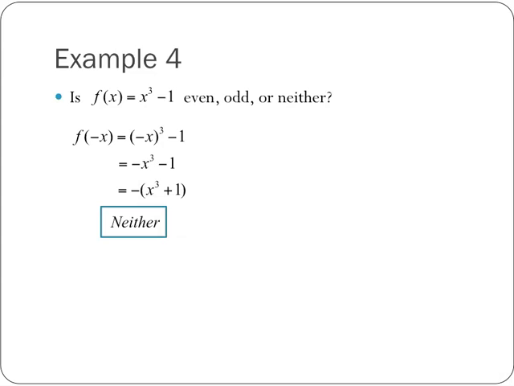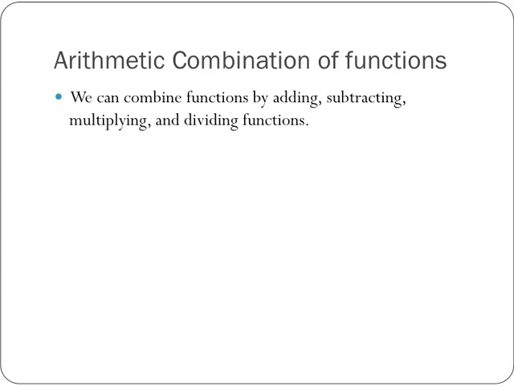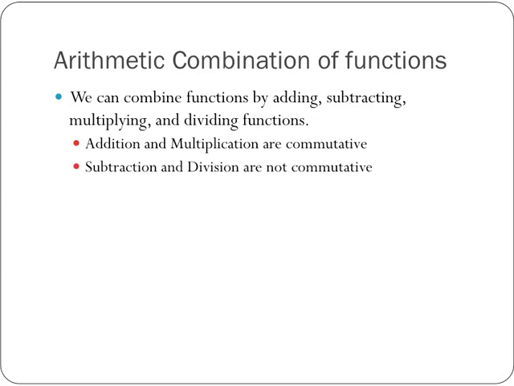All right, let's talk about arithmetic combinations of functions. So we have different functions, and we can combine them by adding, subtracting, multiplying, and dividing. The one thing to note is that addition and multiplication are commutative. What does that mean? So when we say that they are commutative, that means that the order in which we add or multiply the functions does not matter. However, subtraction and division are not commutative. So the order here does matter. Which function comes first, which function comes second.